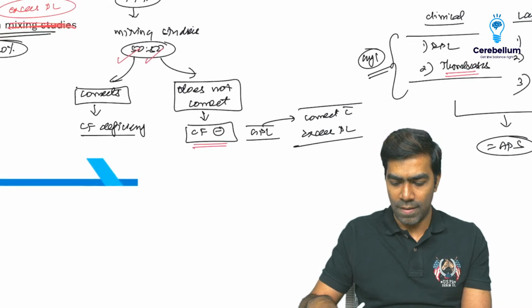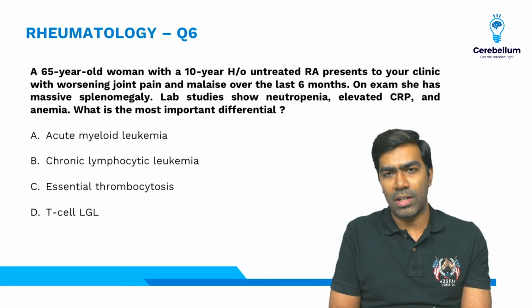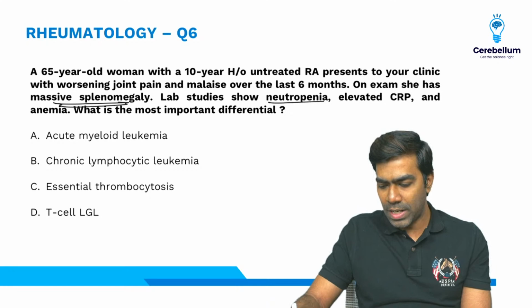Coming to question number 6, a 65-year-old woman with a 10-year history of untreated rheumatoid arthritis presents to your clinic with worsening joint pain and malaise over the last 6 months. On examination, she has massive splenomegaly. Please note that point. Lab study shows neutropenia, elevated CRP and anemia. Which of the following is the most important differential?